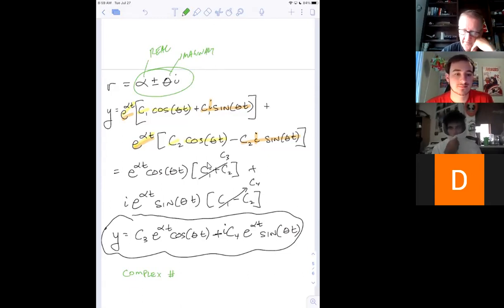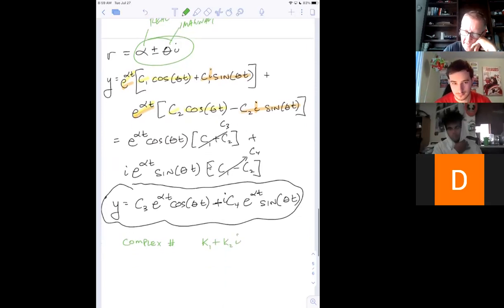I see. So if I said, I don't want to use A and B. I have a reason for that. Just a second. So I'm going to use some different letters. I'll use K. K1 plus K2, except this one has an I in front of it. That's what a complex number looks like. So K1 and K2 are just constants.